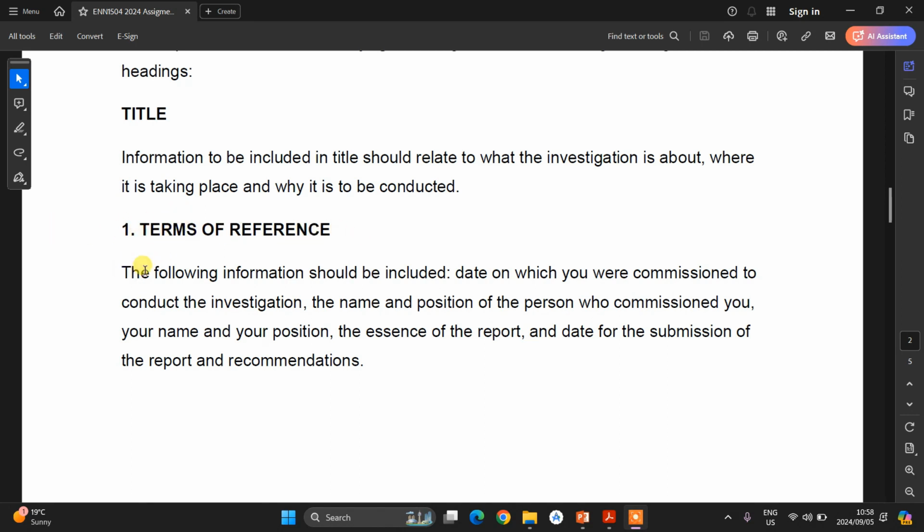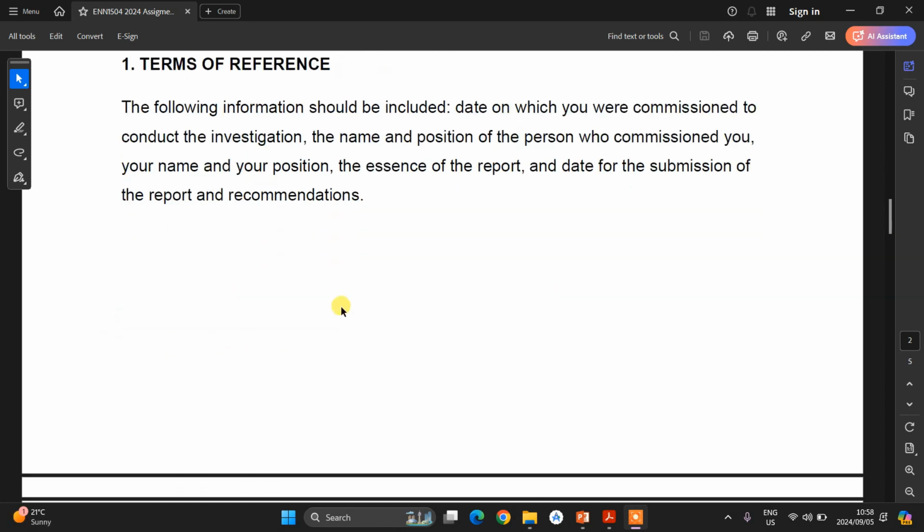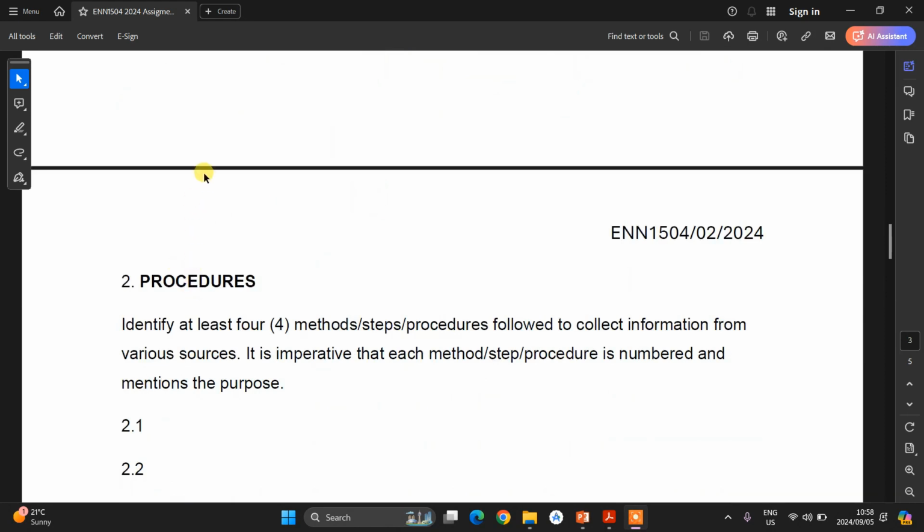Okay, and they say the following information should be included: date on which you were commissioned to conduct the investigation, the name and position of the person who commissioned you, your name and your position, the essence of the report, and the date for the submission of the report and recommendations. Okay, next you will have your procedures.